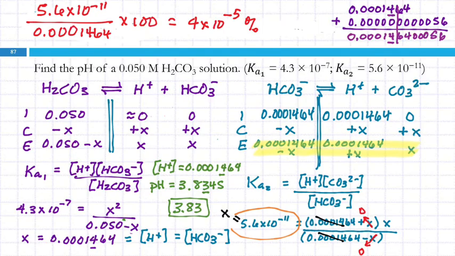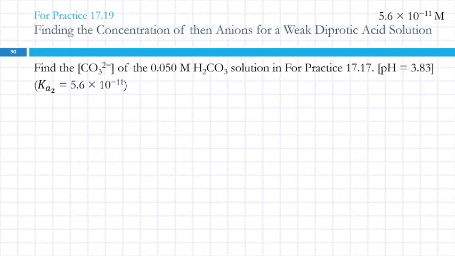So this is the carbonate ion concentration. So let's go back, and there it is. 5.6 times 10 to the minus 11. Any questions about that one?